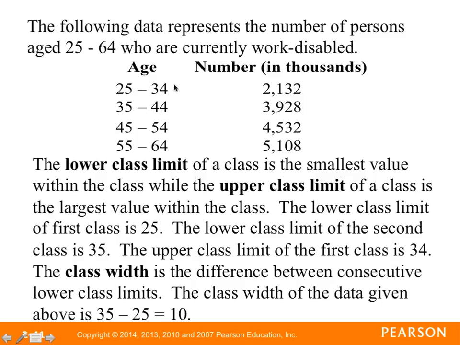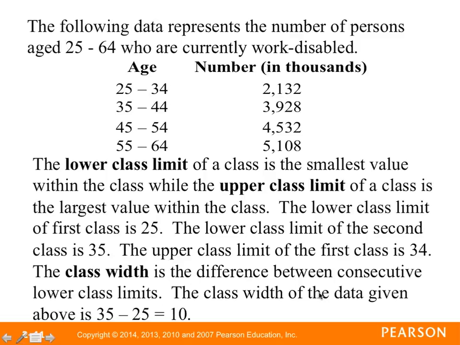I want to talk about some of the terms that you're going to see in your homework. So the lower class limit of a class is just the smallest value within the class. So for example, it's 25 here. And the upper class limit is just the largest value within the class. So if you look, lower class limit for the first one is 25, lower class limit for the second one is 35, upper class limit for the first one is 34, upper class limit for the second one is 44.